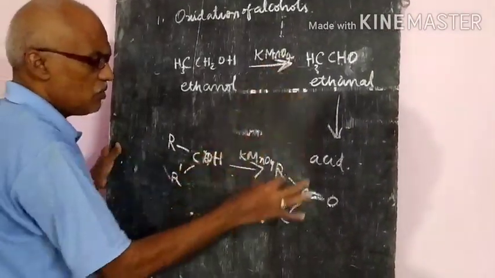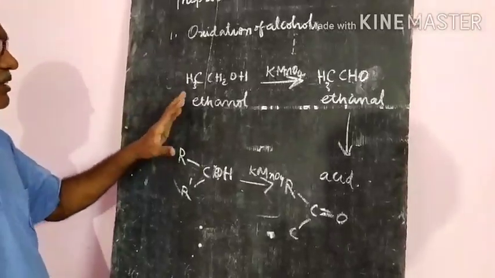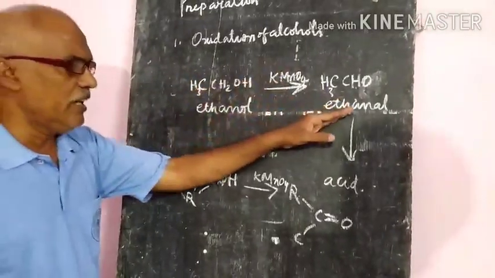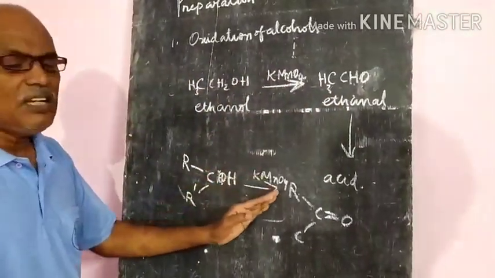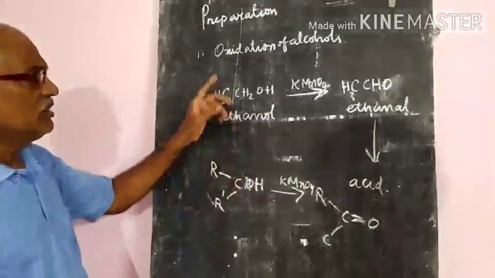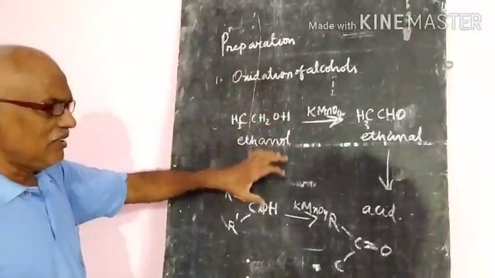So these are the most important conversions. Primary alcohols will give the aldehydes, secondary alcohols will give the ketones, in the oxidation of alcohols. So this method they generally use.